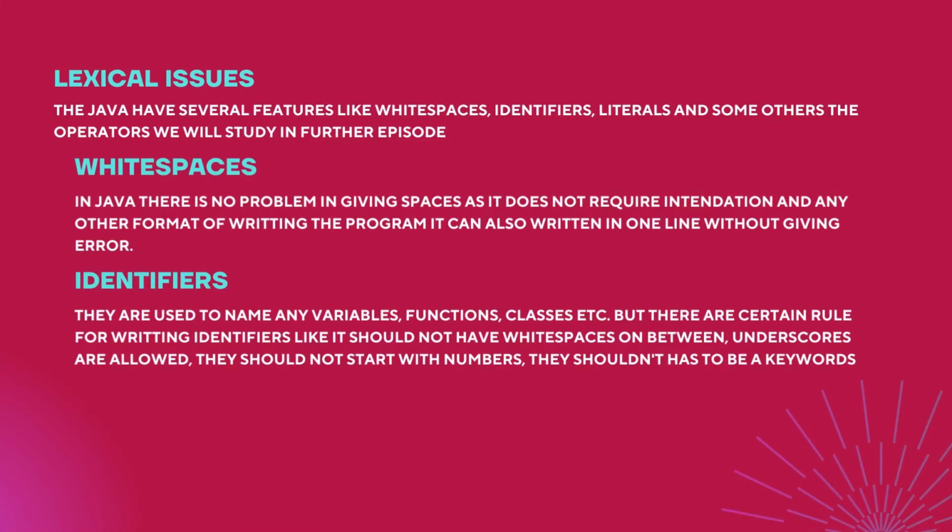Lexical issues. Now that you have seen several short Java programs, it is time to more formally describe the atomic elements of Java. Java programs are a collection of white spaces, identifiers, literals, comments, operators, separators, and keywords. The operators are described in the next episodes. The others are described next.